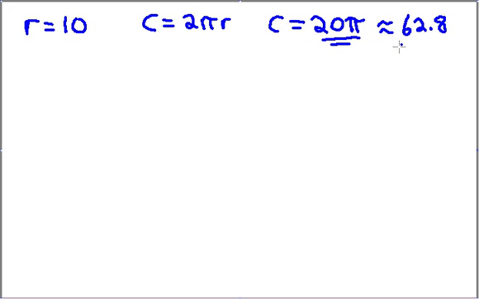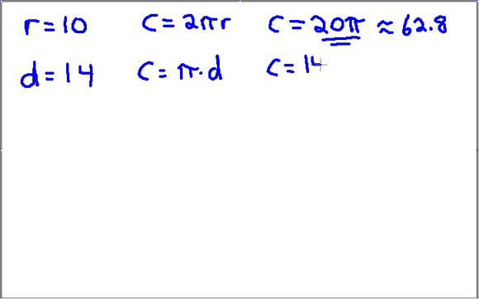Let's say we had another problem, and this time our diameter is 14. Question is, what's our circumference of that circle whose diameter is 14? Well, our circumference formula, including a diameter, is pi times d. So we simply take our 14 and insert it into the formula. When we have a diameter of 14, our circumference is going to be 14 pi.